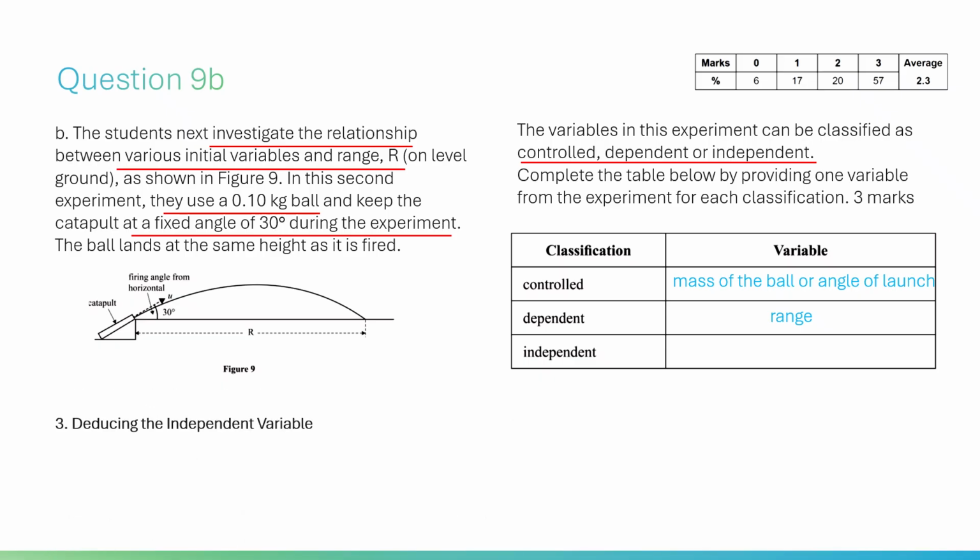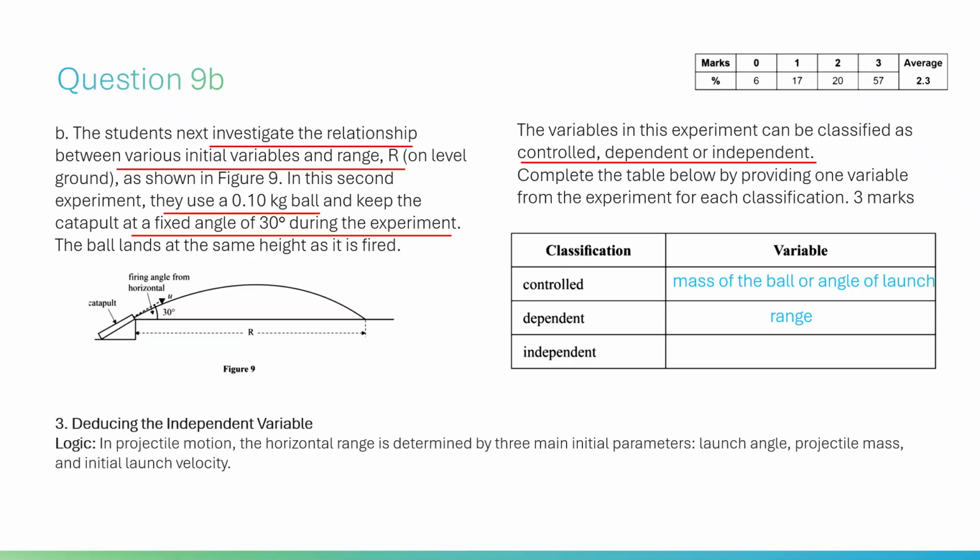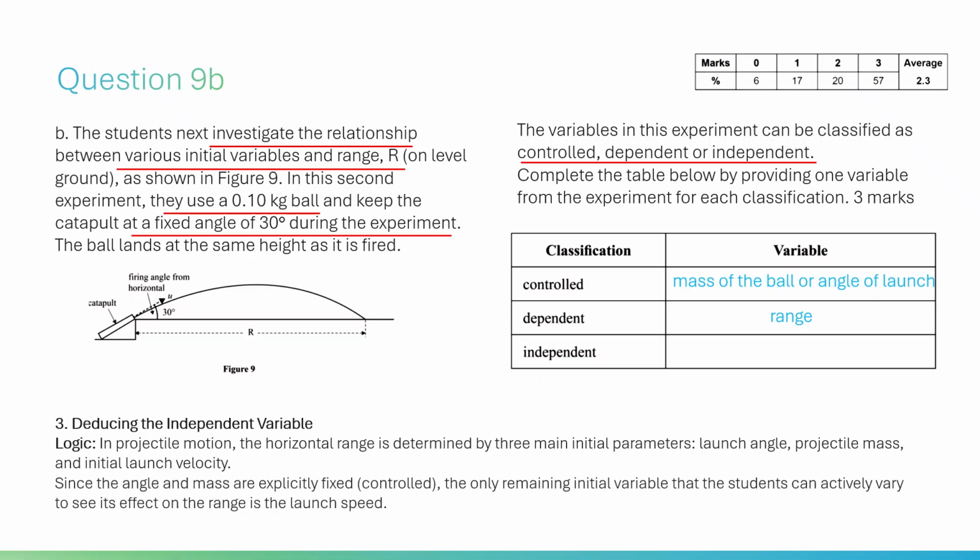3. Deducing the independent variable. Logic: in projectile motion, the horizontal range is determined by three main initial parameters: launch angle, projectile mass, and initial launch velocity. Since the angle and mass are explicitly fixed, controlled, the only remaining initial variable that the students can actively vary to see its effect on the range is the launch speed. Conclusion: launch velocity or initial speed.